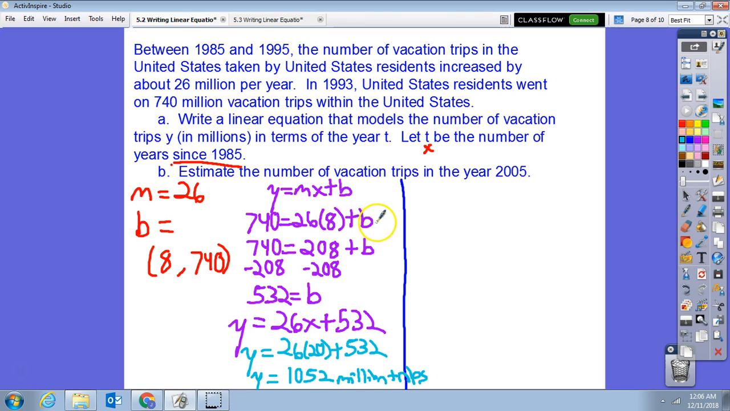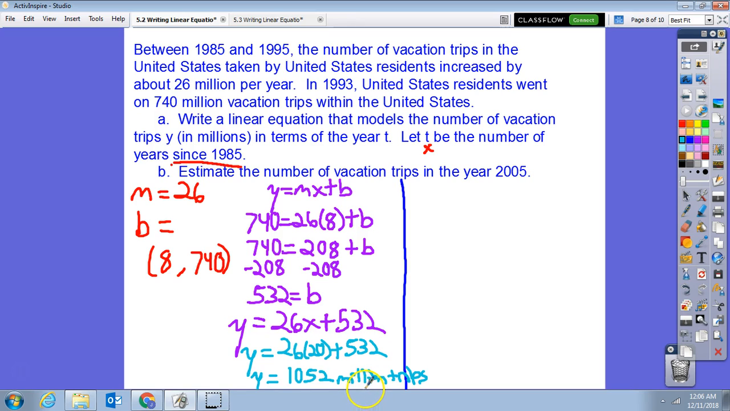Mathematically, that's an issue. So, make sure that you take a look at this and realize that 2005 is really outside of that range of numbers. It's outside of that and not a good idea to use this equation for that.